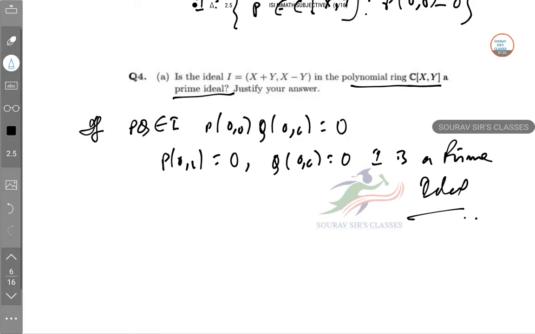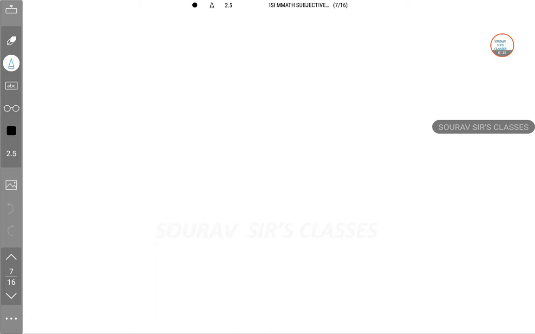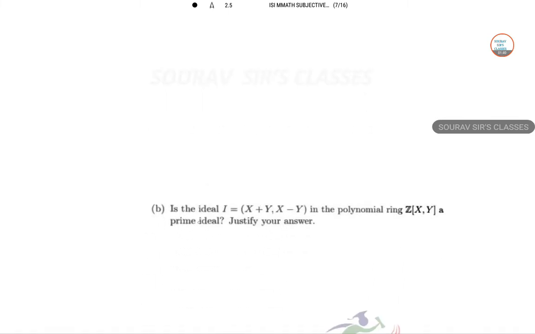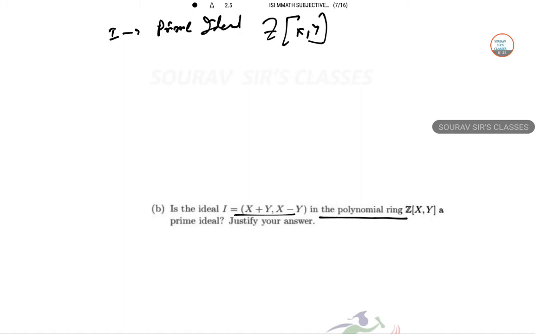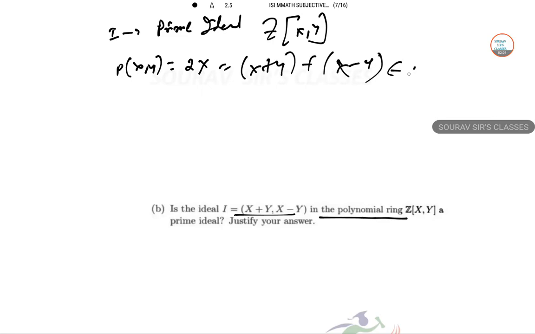Next, part B. In part B, they have given an ideal in the polynomial ring Z[x,y]. Is it a prime ideal? Let's assume that I is a prime ideal in Z[x,y]. If we consider the polynomial xy, then 2x equals, this time we will not be dividing, so we will write it in this way, (x+y) plus (x−y). So that also belongs to I. So either 2 belongs to I or x belongs to I.